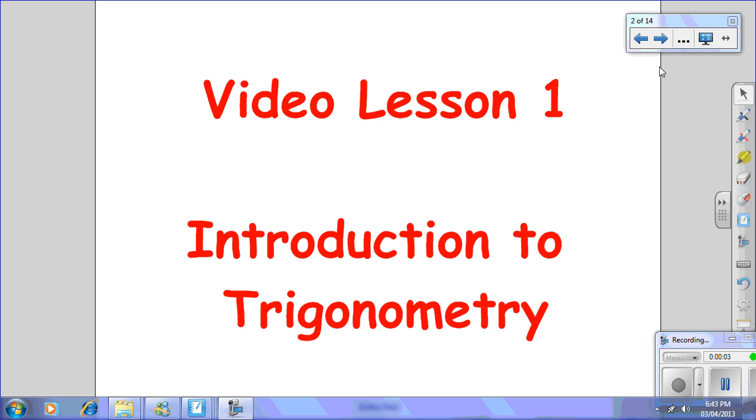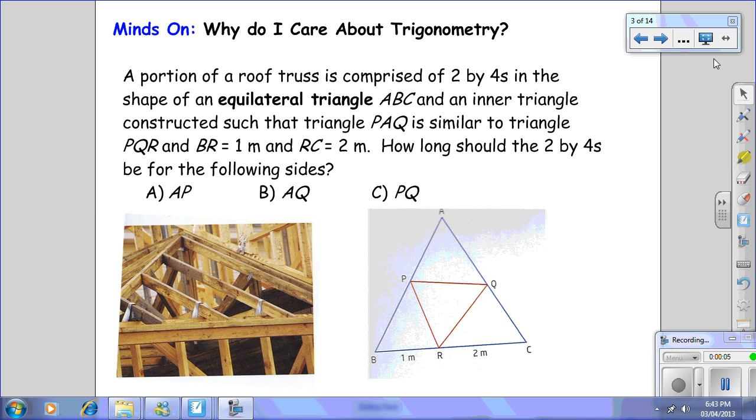4, trigonometry. Why do we care about trig? Trig appears all around us.